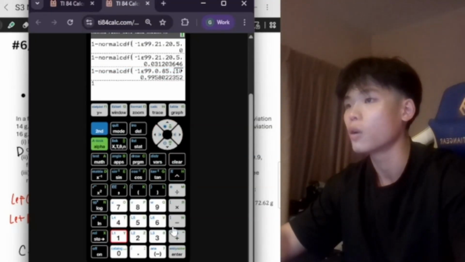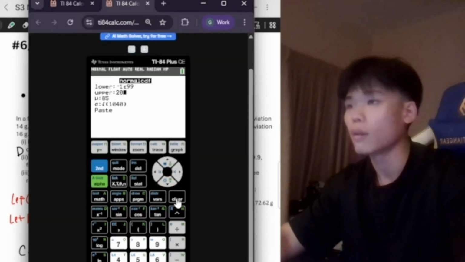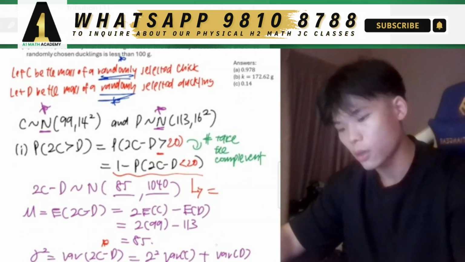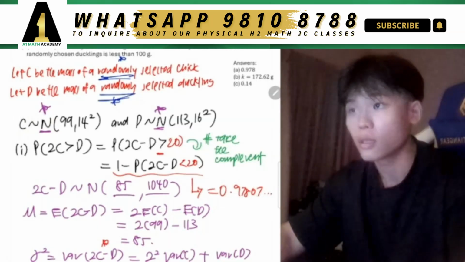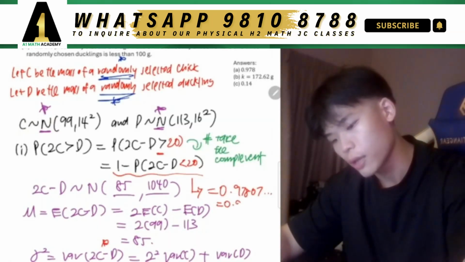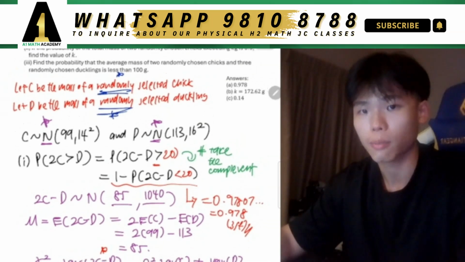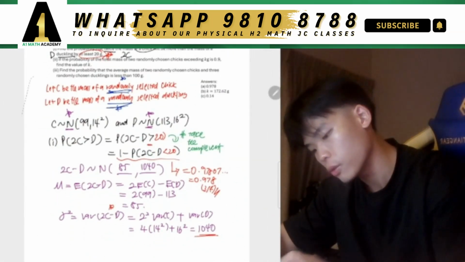Okay, bear with me. 1 minus DISTR, enter, upper will be 20 instead, right? And I'll go all the way down, paste, enter. Yeah, so this is the correct value over here. So I should be getting a value of 0.97807 dot dot dot, which will be 0.97823 to 5 SF as the final answer to this portion. Okay, so that's it for the first part. Now I'm going to move on to the next part.